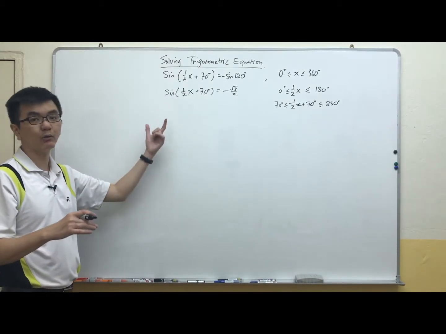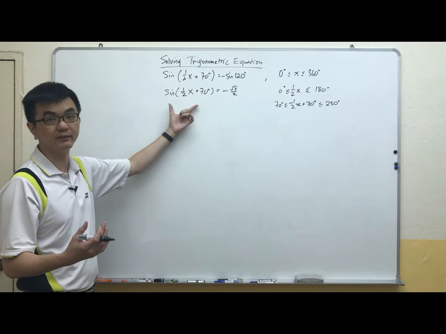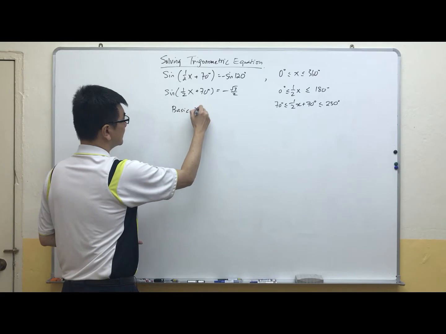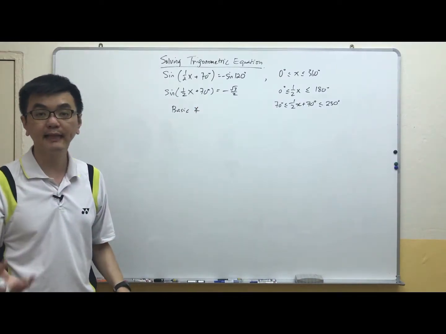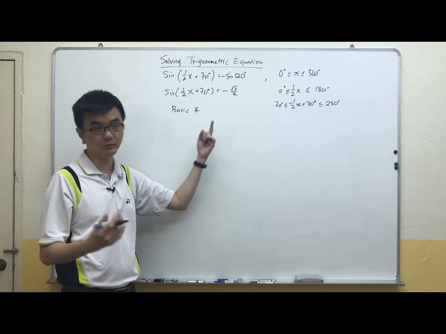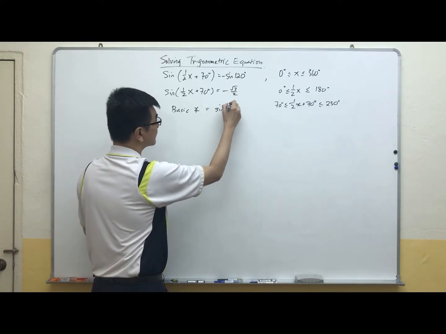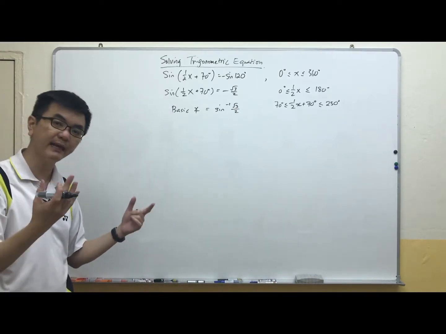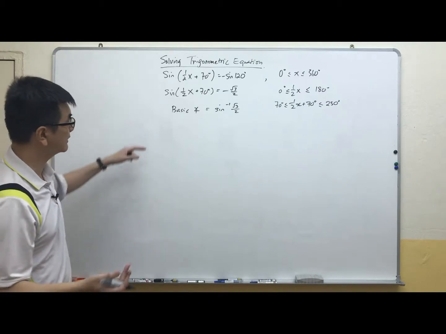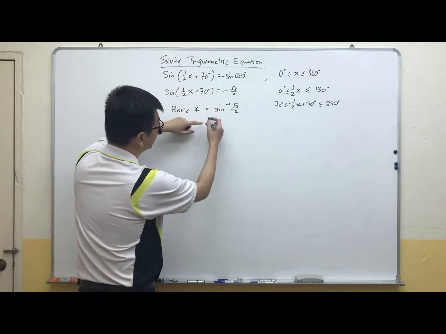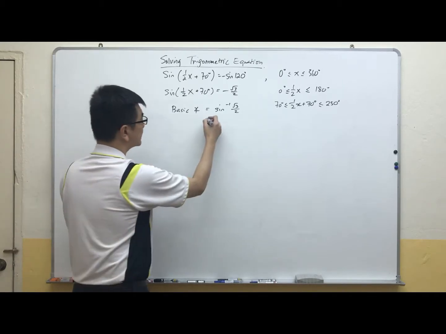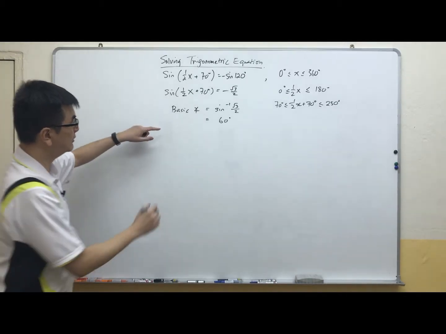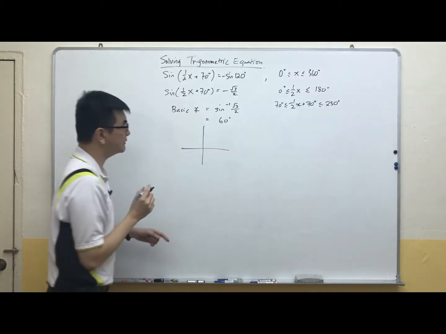Now we're going to find out what the basic angle of this equation is. When finding the basic angle, we're going to ignore the negative sign first. We have a negative root 3 over 2, but I'm interested in finding the basic angle, which is an acute angle. From there, we'll decide which quadrant it falls under. Sine inverse of root 3 over 2 will give us 60 degrees, so my basic angle is 60 degrees.